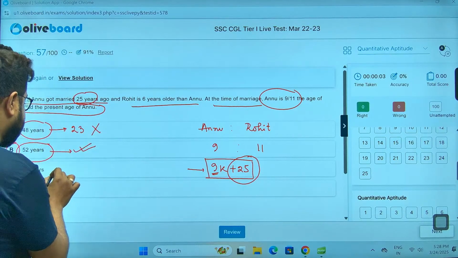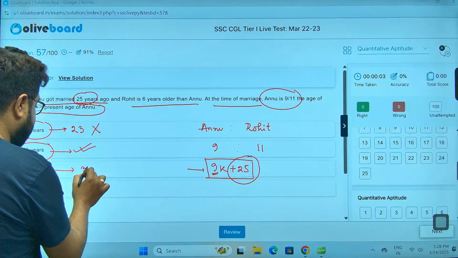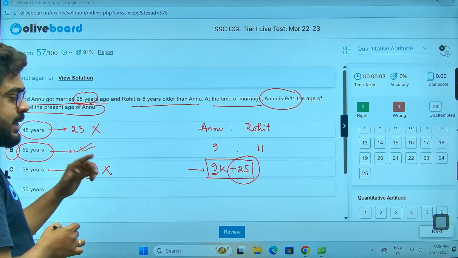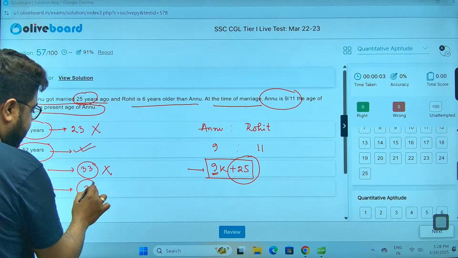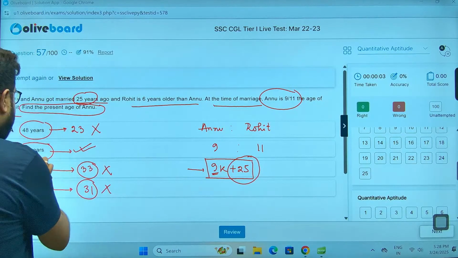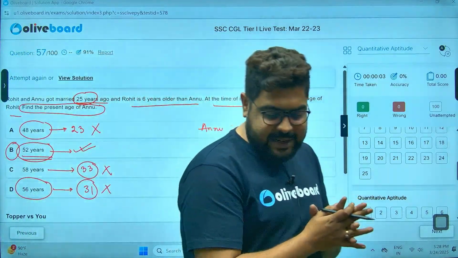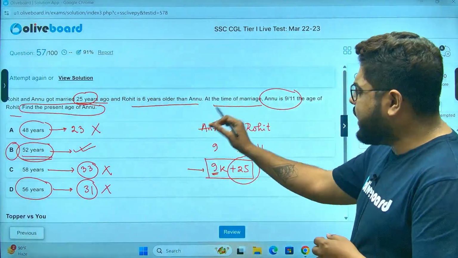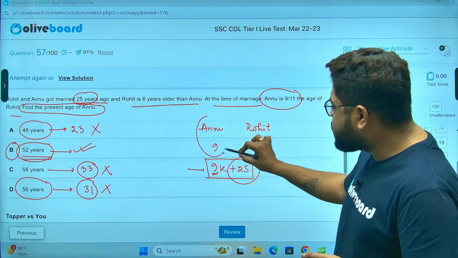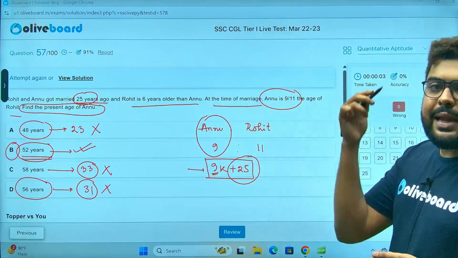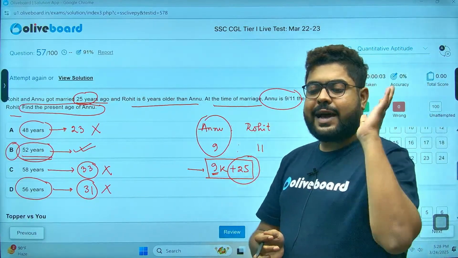Let's see the others as well. 58 minus 25 gives you 33, divisible by 3 but not 9. 56 minus 25 is 31, a prime number, not divisible by anything. The only possible answer here is 52. You do not need to do anything for this question. You can simply check, because Anu's age has to be a multiple of 9, otherwise that 9 by 11 thing is never valid.